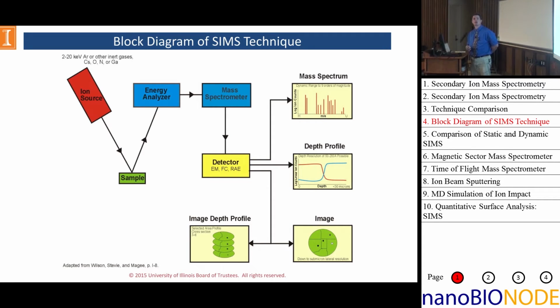A mass spectrum, and then if you look at the masses with respect to depth, you can get a depth profile. You can also image, and then you can combine it all into an image depth profile. And I'll get to show you some examples of each.